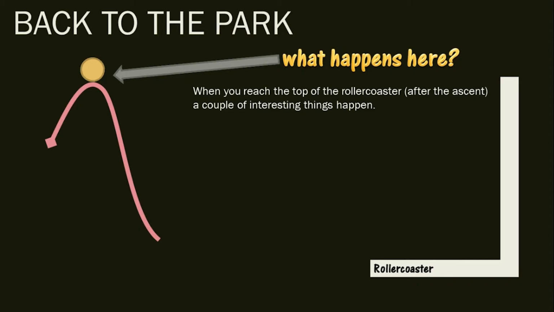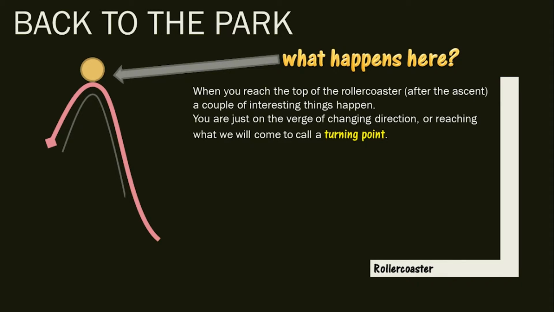When you reach the top of the roller coaster just after ascent, a couple of interesting things happen. You come to the verge, you're just on the verge of changing direction or reaching what we'll call a turning point. So you're going up on the ascent here, and just after you get to this point, you're going to end up going down again, usually very fast in a roller coaster. You go whee, throw your hands up. Well, veterans of roller coasters do anyway.